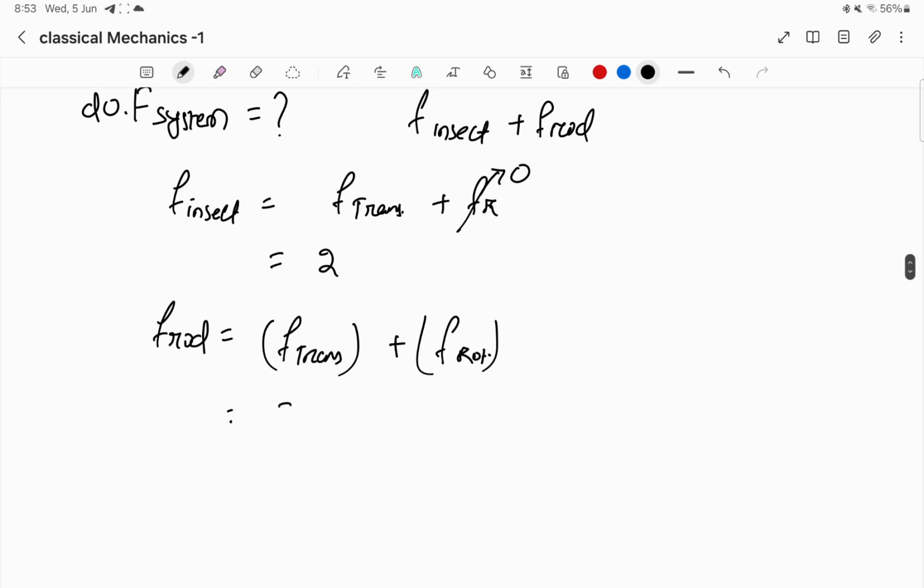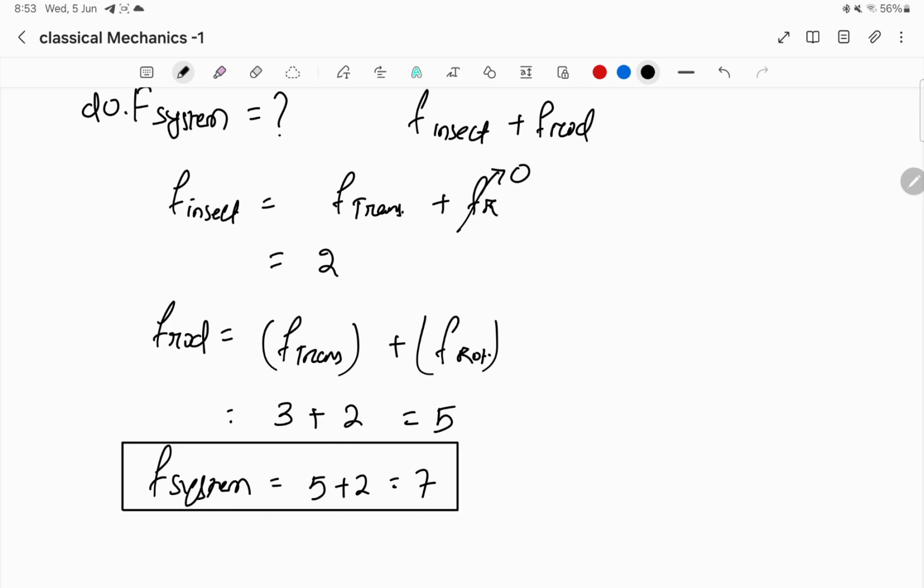So I have the translational degrees of freedom of the rod as 3, and it can rotate about two axes. So that is 2, isn't it? We don't include rotation about the x-axis because it is negligible compared to rotation about your y and z axes. Clear? So my degrees of freedom of the rod is 5. So the degrees of freedom the system has is 5 plus 2, that is 7. Clear?